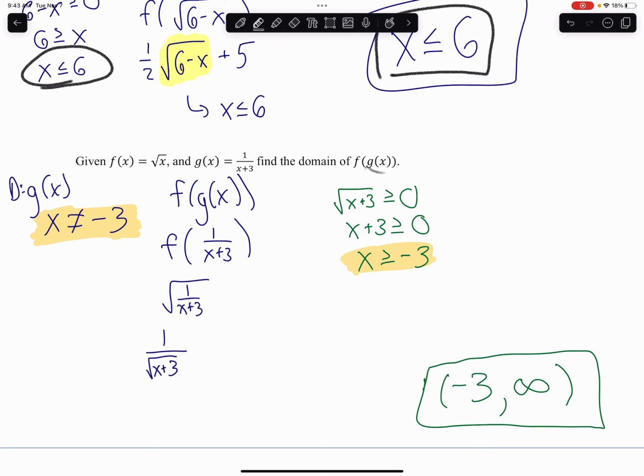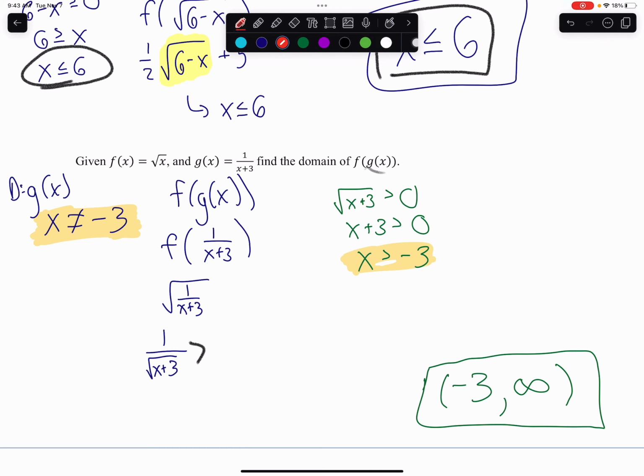We get x cannot equal -3 for the domain of g of x. And then when you plug in f of g of x, you get f of g of x to be 1 over radical x plus 3. Let's just make a quick adjustment here. Why can it not equal 0, even though it says here? I'm going to erase that right here. It cannot equal 0 because it's in the denominator. So it should be just x is greater than -3.